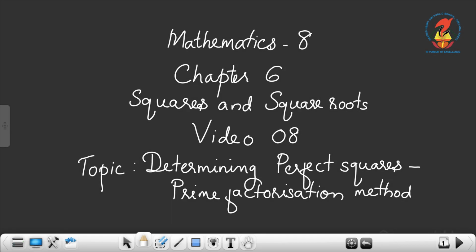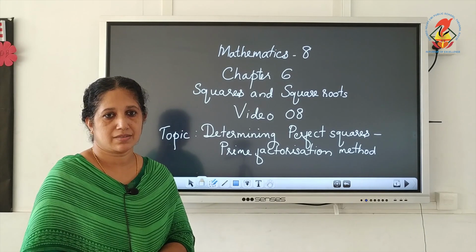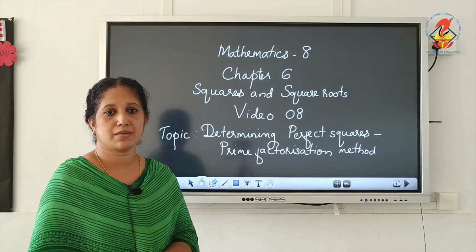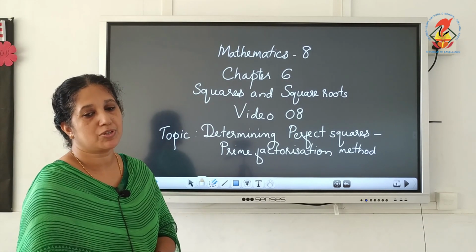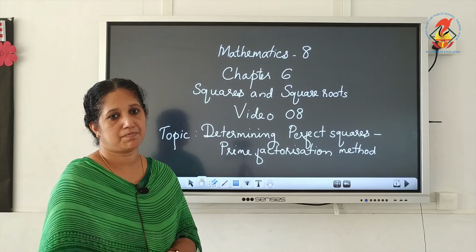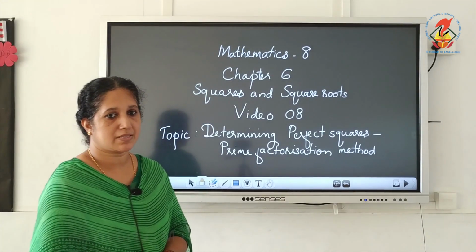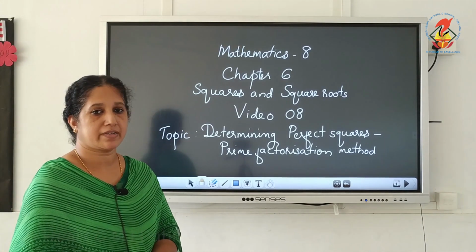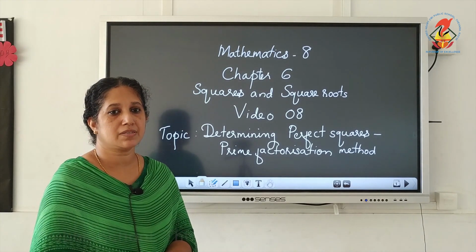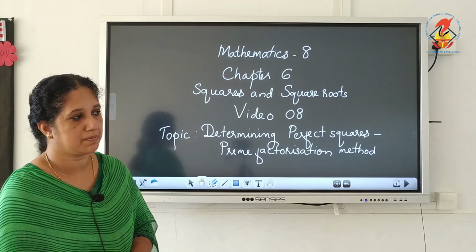Hello children, we already discussed one method to find whether the given number is a perfect square or not. What is the name of the method? The repeated subtraction method. And one more method is there, prime factorization method. Okay, so the next method is prime factorization method.